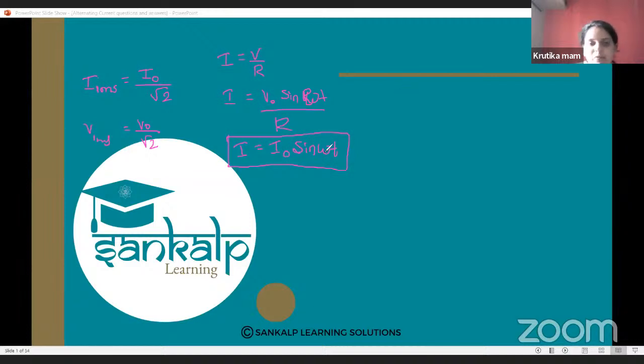Similarly, we can write V is equal to V naught sin omega t also. This is for the pure resistor. If needed, you can write it up there at the top. This is for the pure resistor.